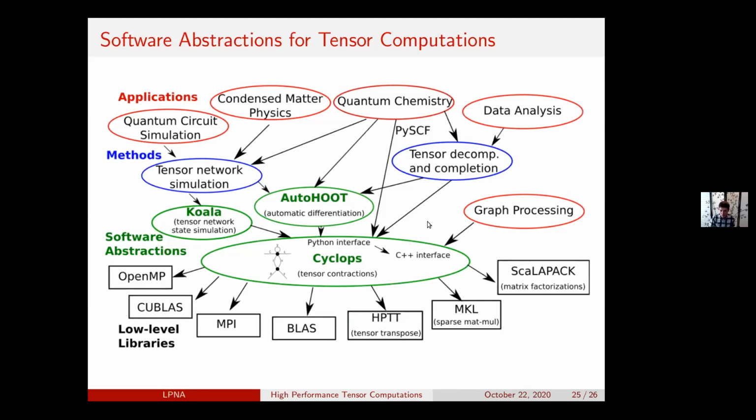I wanted to flash this slide again to remind everybody what's going on. So we have these applications ranging from simulation of quantum systems to data analysis, as well as graph processing, which is something you can do with tensors. And we talked about new software abstractions, in particular Koala and AutoHoot, which are built on top of the Cyclops library for distributed tensor contractions and enable an HPC execution style environment for all of these applications. Using very high-level abstractions for their implementation, AutoHoot can immediately generate tensor decomposition methods using minimal code.